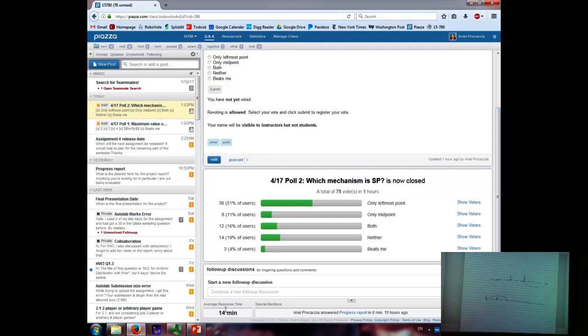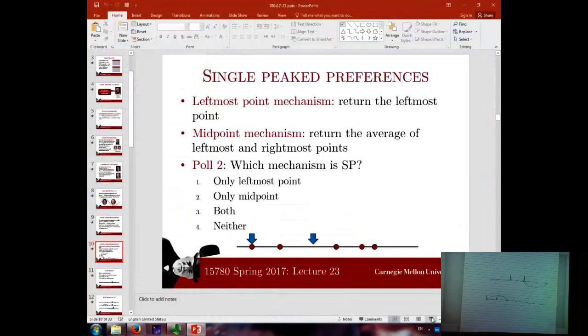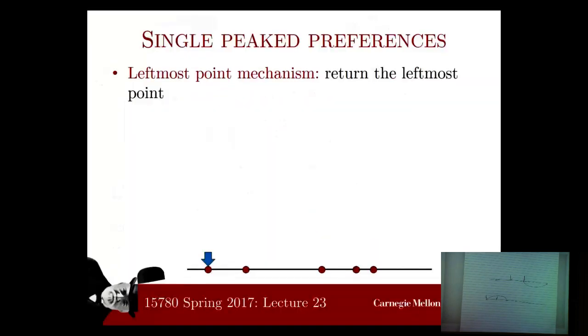Okay, so this is already one mechanism that is non-dictatorial. Yep. So it seems to me the difference between the leftmost and the midpoint strategy is similar to the difference between dictatorial and plurality strategies, in that it chooses one voter to take their preference and just ignore everyone else's. Yeah, so I agree in the sense that there's no aggregation. I disagree in the sense that this is not fixing any particular voter, right?